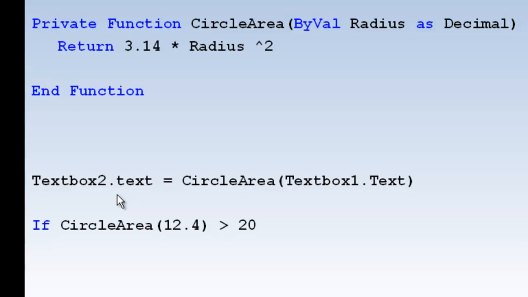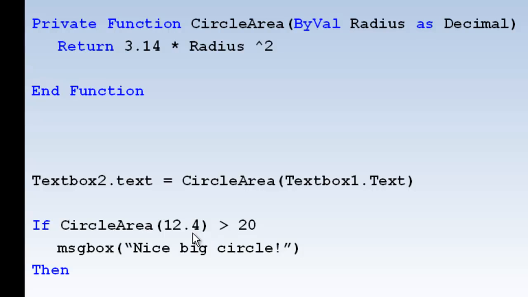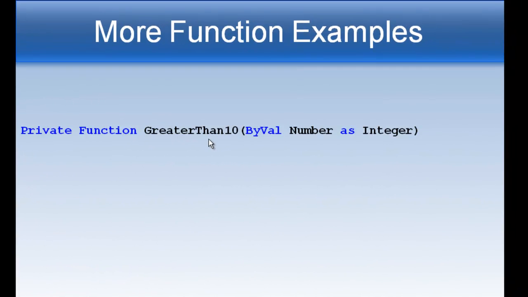You can do some much more complicated stuff. And before we do that, let me just show you another example. If circle area of 12.4 is greater than 20, then you know you have a big circle. Circle area of 12.4 is going to do pi times this squared. It's going to be much bigger than 20. This whole function will return a number. Let's say it's 55, I don't know what it is, and it's greater than 20. So you can use a function to return a value. That's the key point. And to return a value, you simply inside the function say return, and then the thing you want to return.